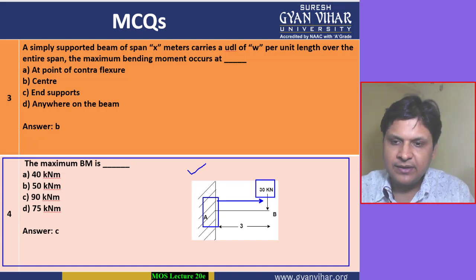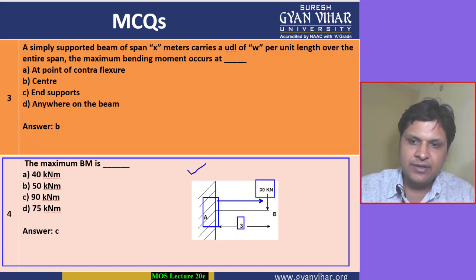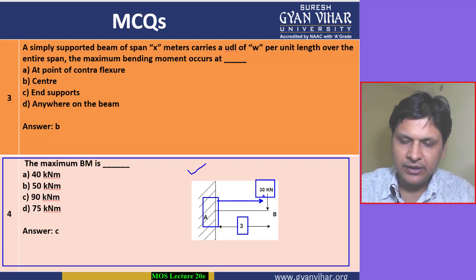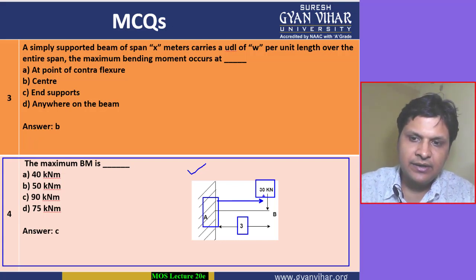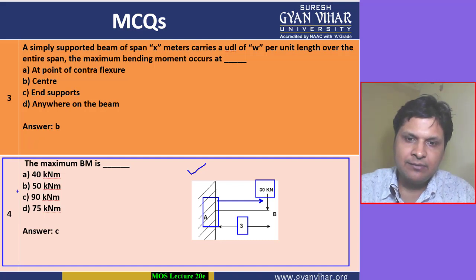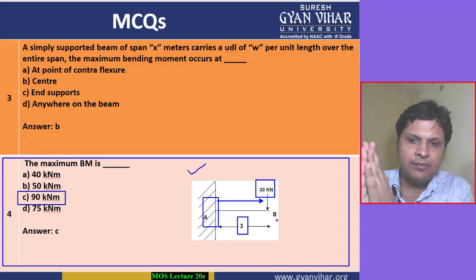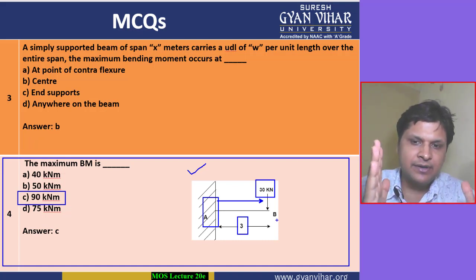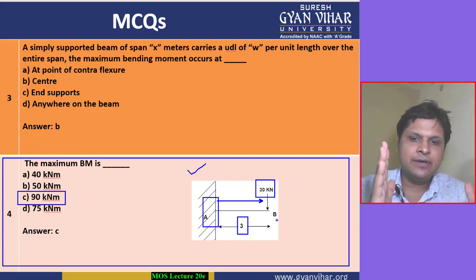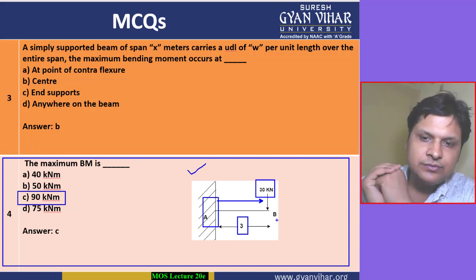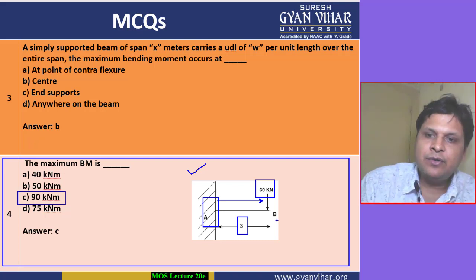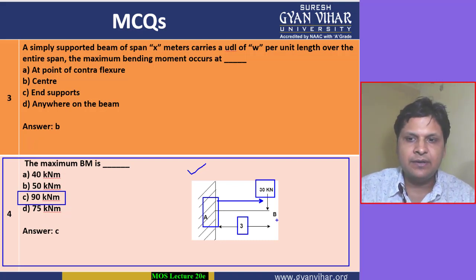Why? Because bending moment is calculated by multiplying the load with the distance. Distance is 3, load is 30 kilonewton. So obviously 30 into 3, that is 90, is the bending moment at A. Apart from that, the length from B to any section will be maximum when the section is considered at A. So at A you will get the maximum bending moment, and the value is 30 into 3, that is 90.